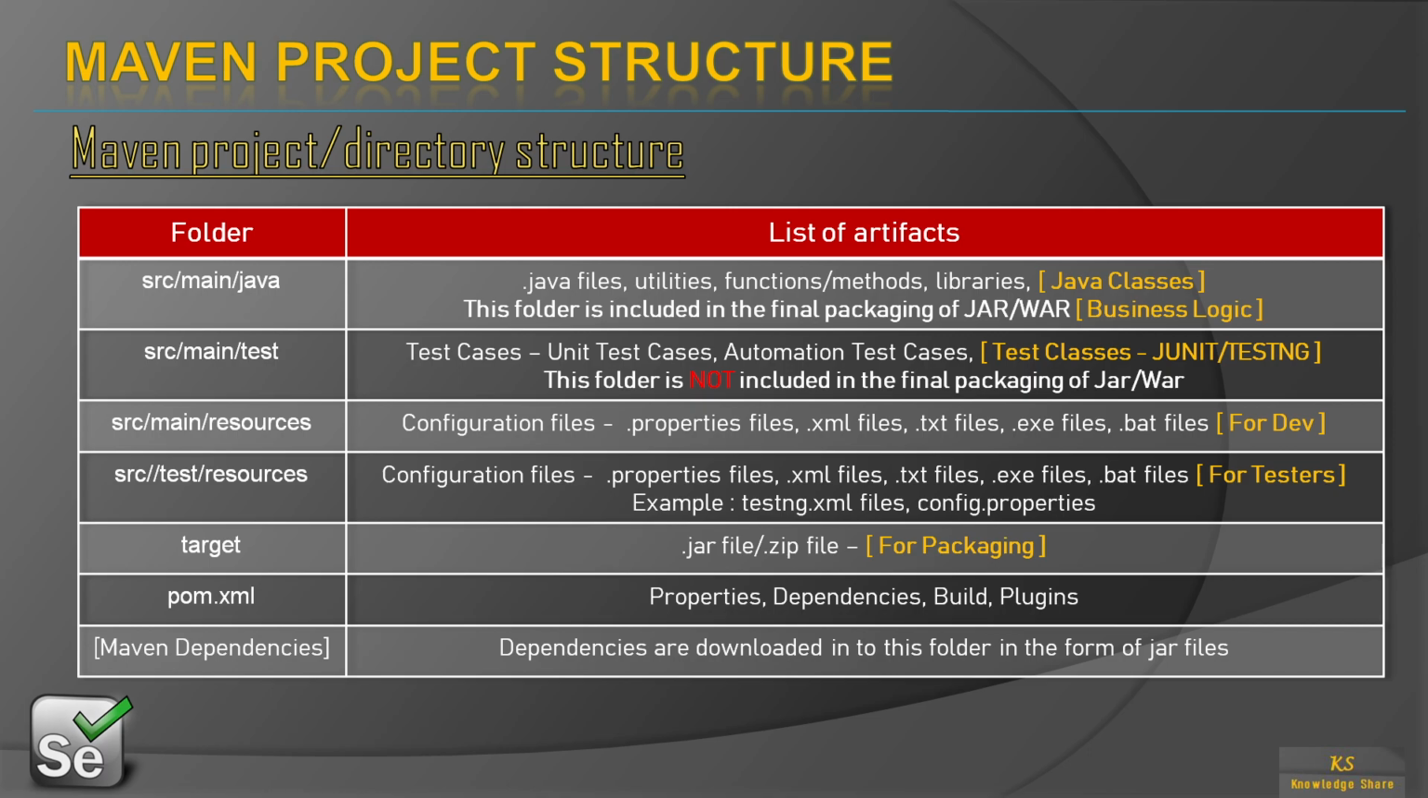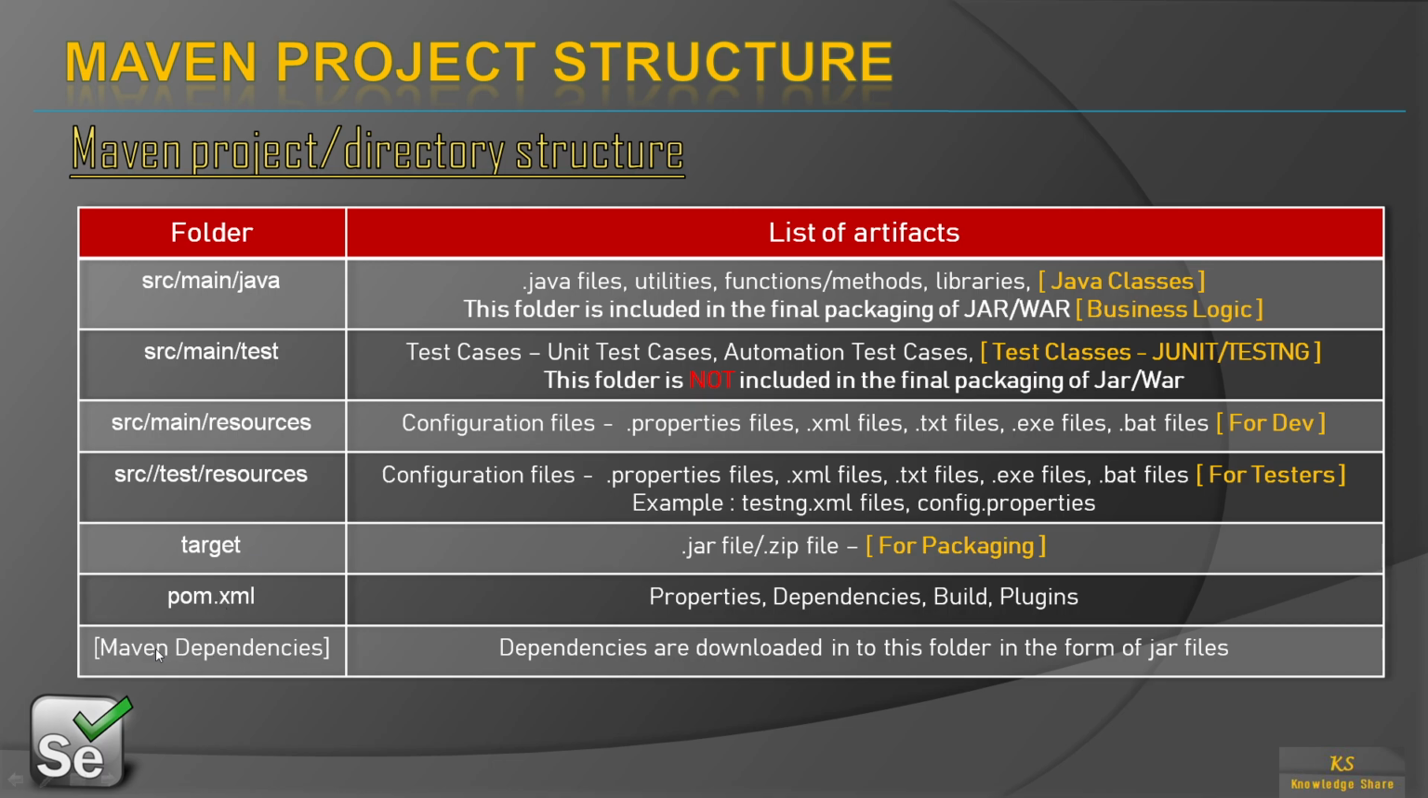This is just used for packaging, and sometimes these results are also stored into this target folder each and every time a build is run. Okay, and we have already seen this pom.xml file. This pom.xml file contains properties, dependencies, builds, plugins, phases, goals, whatever we have to run the build for, and whatever we need to test, all these things are maintained in this pom.xml file.